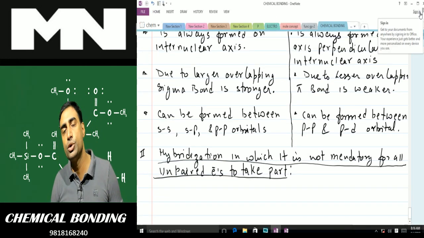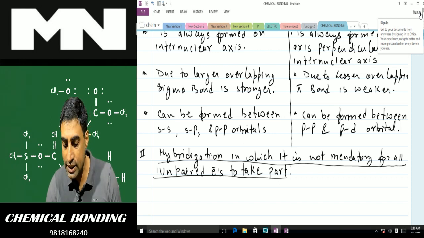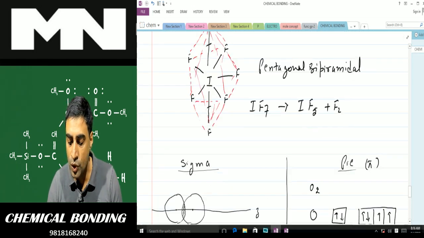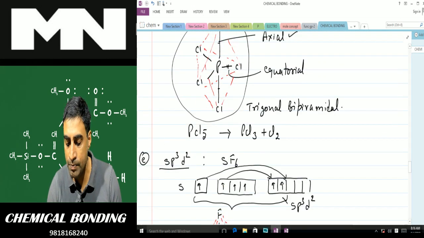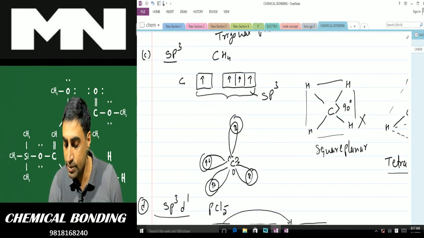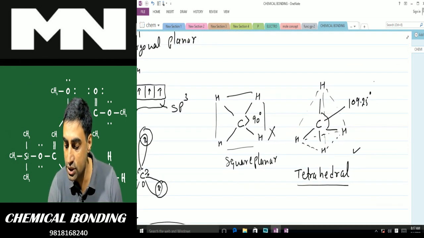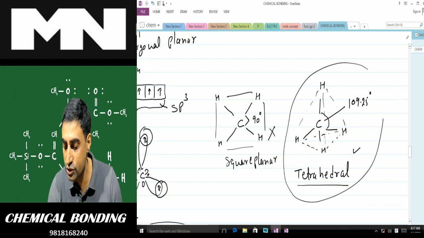My dear students, you all already know that in alkanes, carbon is always in sp3 hybridization. This we did in the last class. I'll show you. When we were doing hybridization, I taught you sp3. So in sp3 you can see that it is tetrahedral. Here I showed you this structure. This is the tetrahedral structure of CH4.